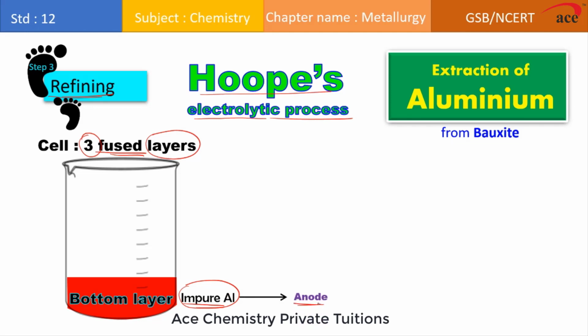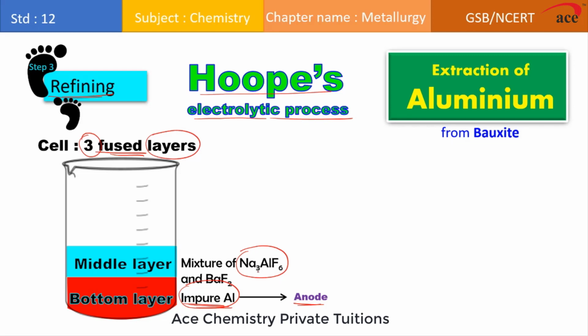This impure aluminium itself is connected to the positive terminal of the battery, and it is acting as what? Anode. So here we are not using any other electrode, because aluminium itself is acting as what? Anode. The middle layer, or the second layer, consists of a mixture of certain electrolytes like sodium aluminium fluoride, which is cryolite, and barium fluoride. This electrolyte is added for the conduction of ions.